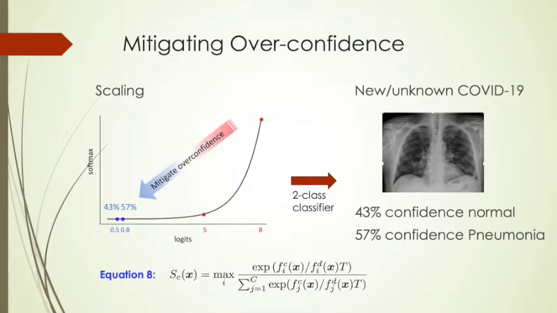Based on the mathematical analysis, I show a simple scaling approach to mitigate the overconfidence. For example, very simply, compensate overconfidence with a large number T. Refer to equation 8. With that, we mitigate the overconfidence, and the normalized probability goes back from 5% and 95% to more reasonable numbers like 43% and 57%. With these numbers, our model cannot confidently conclude it is either normal or a known pneumonia image. Therefore, it is an unknown.